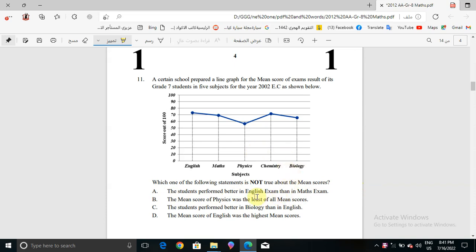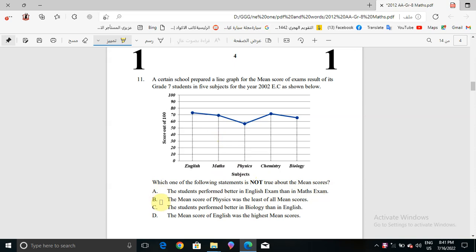It says the English exam is better than the maths exam. Where's English? Yes, here is English, and here we have maths. So okay, this one is correct. The question is asking about the one which is not correct, the one which is not true. So the first one is correct, so leave it.